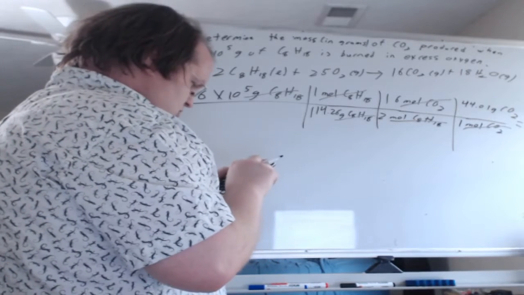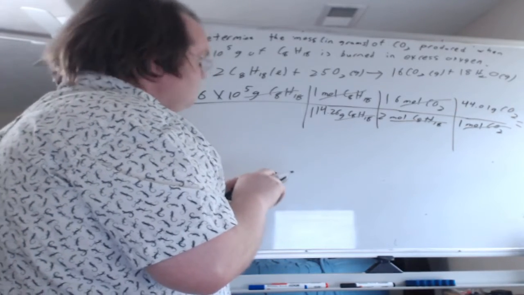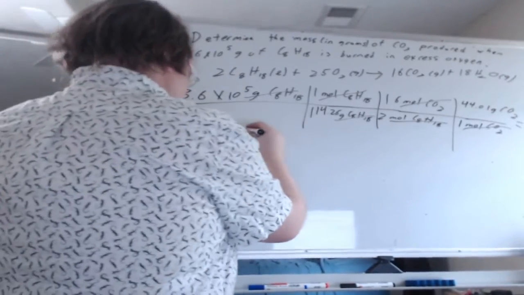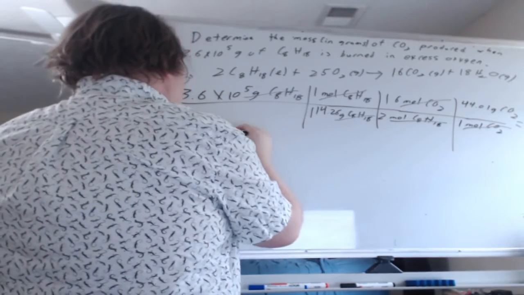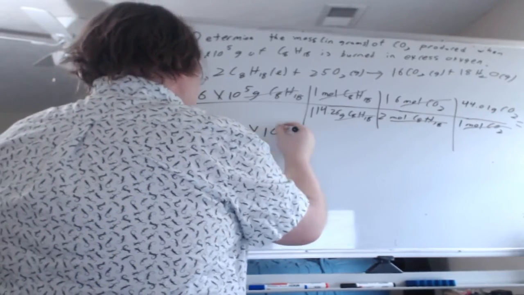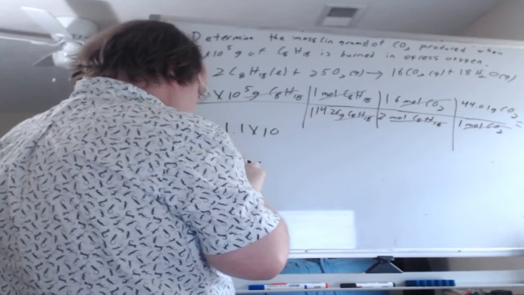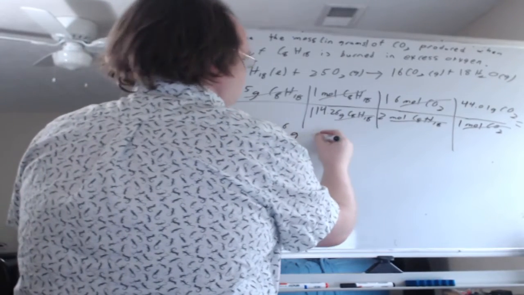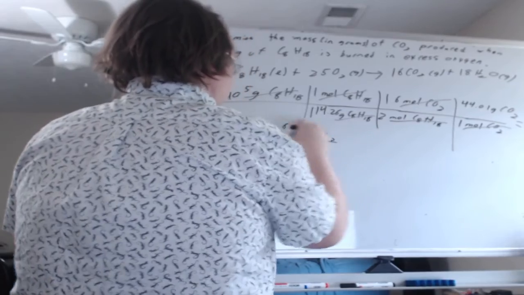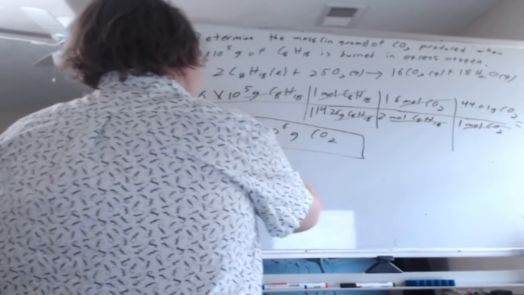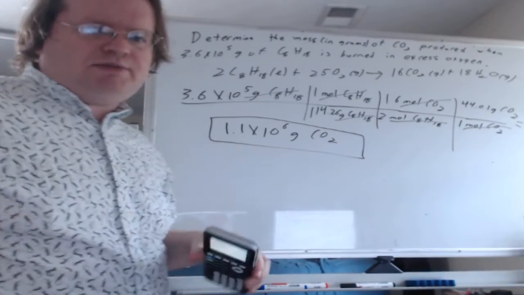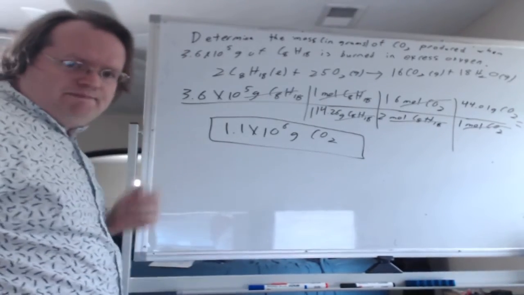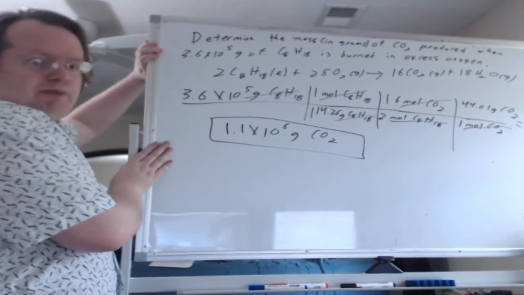So let's see, is my answer reasonable? Yeah, my answer is reasonable, I think. So what we'll get is there's 2 sig figs at the start, so I'm only going to have 2 in my final answer. I would get 1.1 times 10 to the 6th grams of CO2. And again, it's a kind of big number because we started with a big number. So our C8H18 is able to burn into this much carbon dioxide. So this is the way you solve a problem like this.